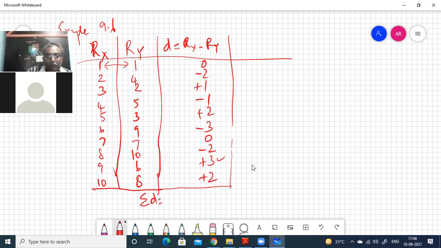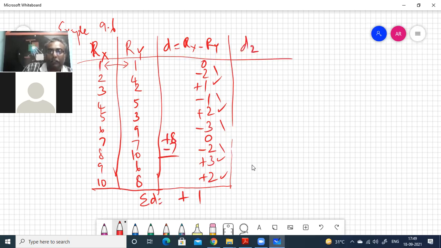Calculate all the plus values: 3 plus 2, 5. 5 plus 2, 7. 7 plus 1, 8. So plus 8 is coming. Now calculate all the minus: minus 2, minus 3 is minus 5, minus 6, then again minus 6, minus 7. So that is equal to plus 1. Sigma D is plus 1. But you don't have to calculate sigma D, you have to calculate sigma D squared. That only you'll have to calculate.